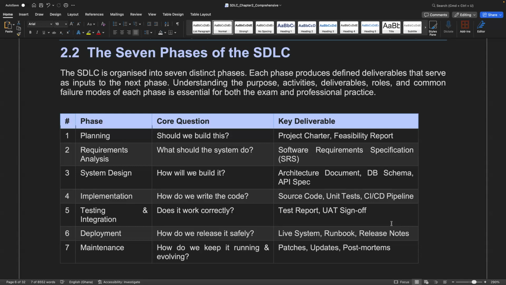Requirement analysis. What should the system do? With this, it will be spelled out by the customer, either vague or not vague. So now we have a report that we need to write on what the customer expects. Then we look at the system design. How do we build it?